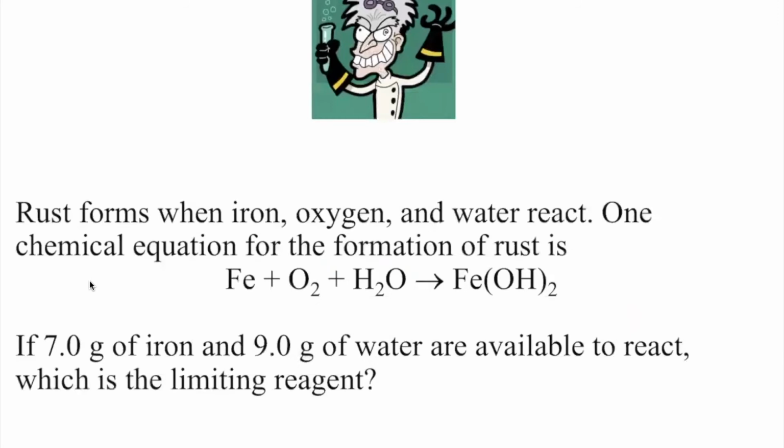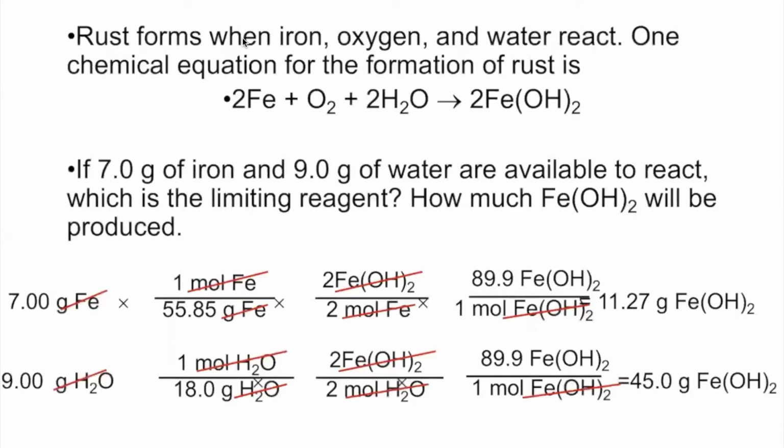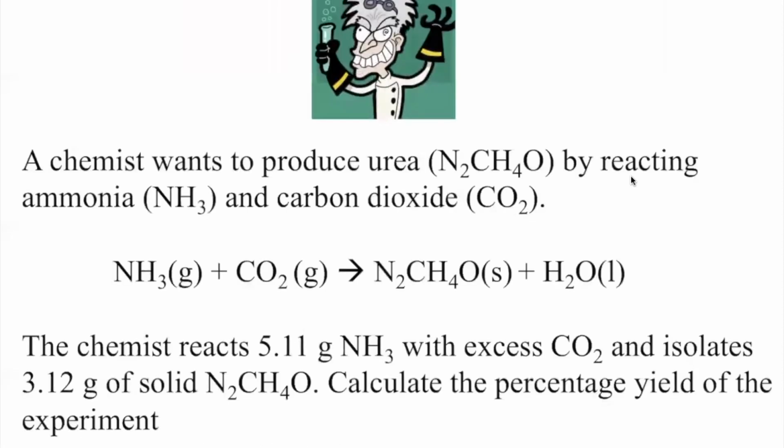Here's another question. This is going to be similar to what you're going to have on your exam. Here's your answer. So in this case, iron is going to be your limiting reactant because it's the one that is giving you less product. Here's another question.